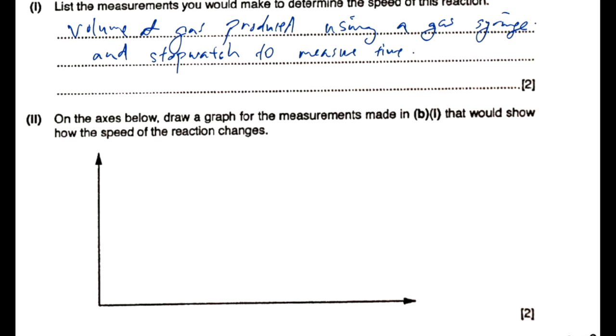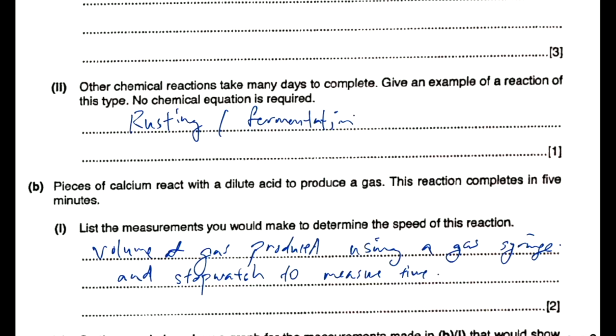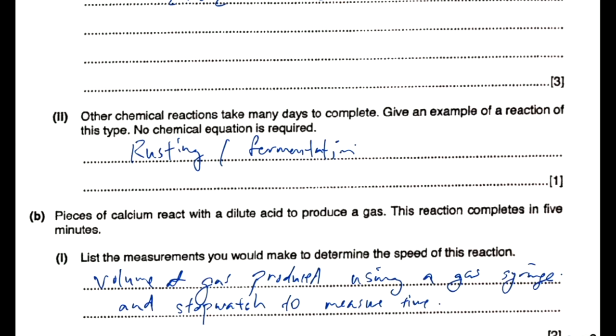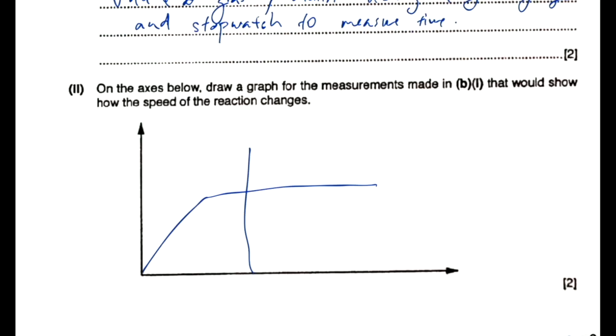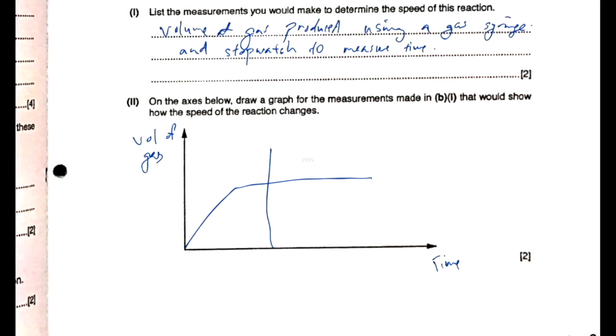Draw a graph that will show how the speed of reaction changes. So the speed will be very fast at first, going up, and then after that we'll just stop after all of it has been used up. Okay, this is the volume of gas. This is time. As time passes, the volume of gas will level off.